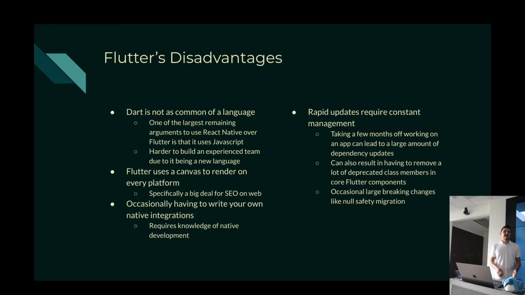But with 33,000 packages on pub.dev and growing every day, the chances you have to write native Android and iOS code to interact with a package or a device is going down each day. But if you need to, it is actually an advantage that you still have the ability to do that.